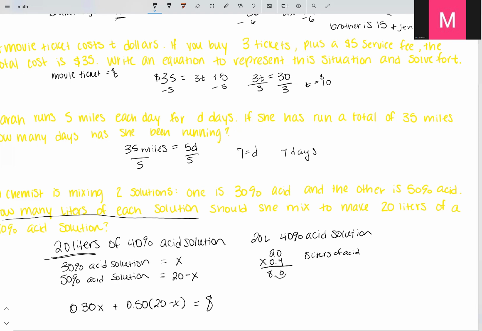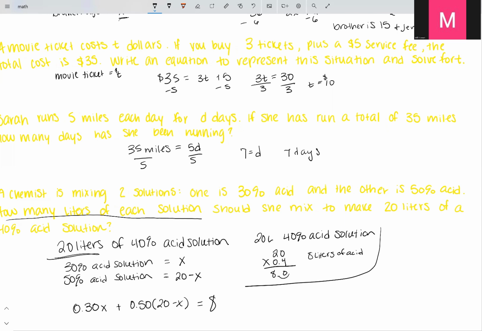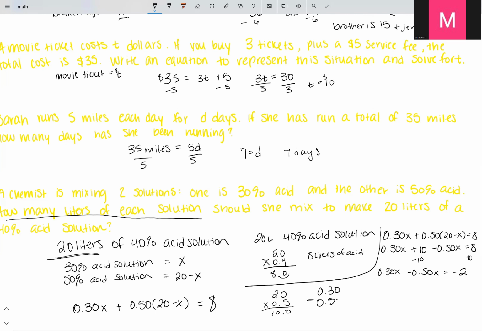So we'll say 0.30x plus 0.50 times 20 minus x equals 8. That's 0.30x plus, multiplying these, 10 minus 0.50x equals 8. Now we can go ahead and subtract 10, giving minus 2. And then we'll add these together. That will be minus 0.2. Minus 0.2x equals minus 2. Dividing these.